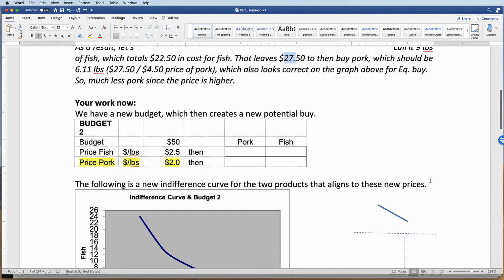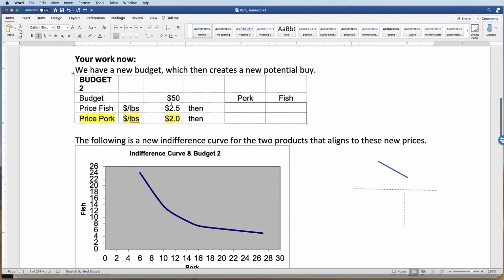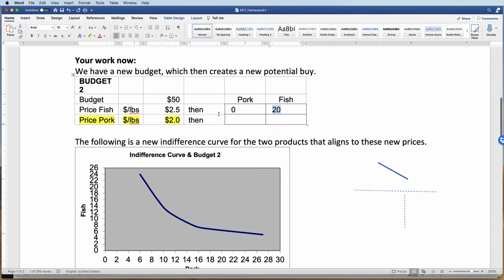All right, now I had you do it on your own. Let's go through what that looked like. So $50 spending, 2.5, that didn't change. So that's 0 pork, 20 pounds of fish. Same that we had in the beginning.